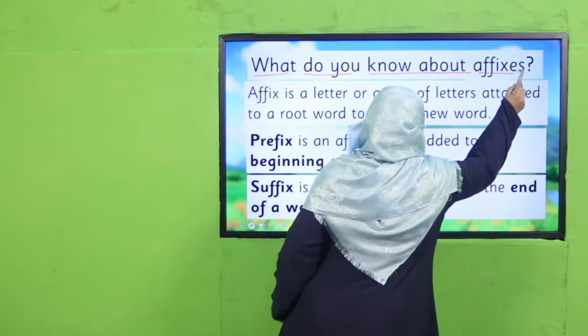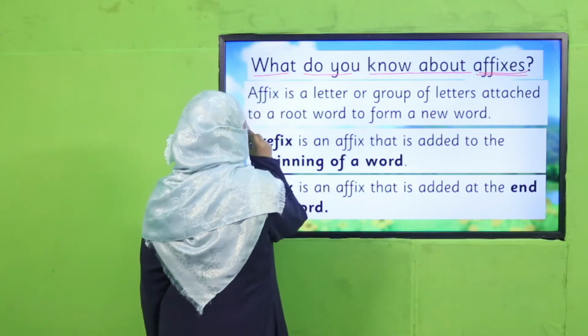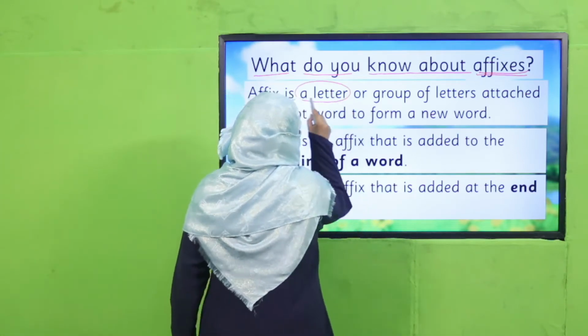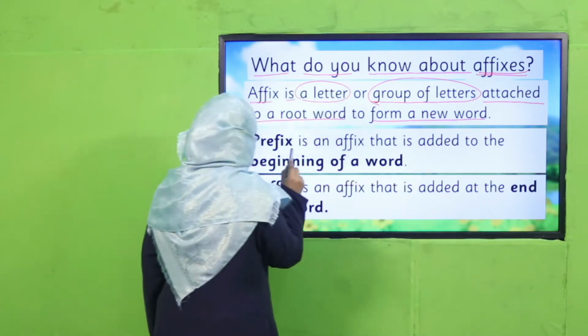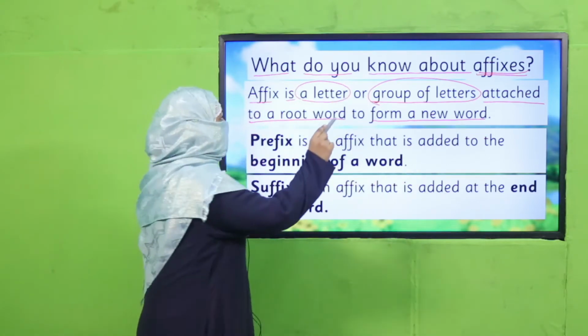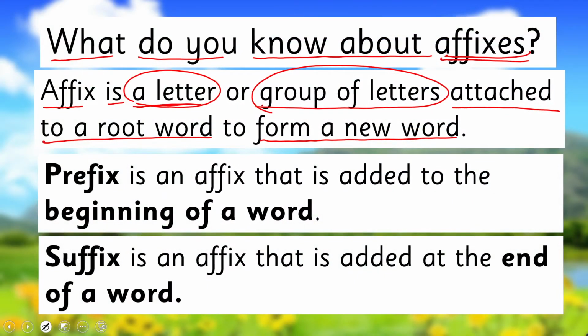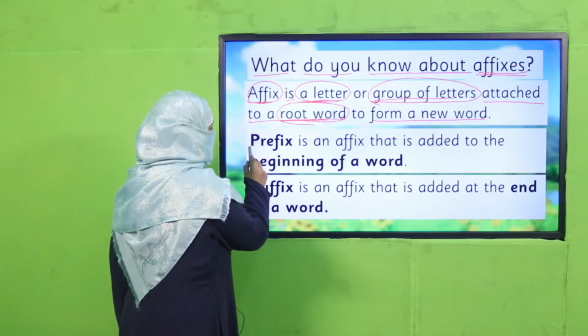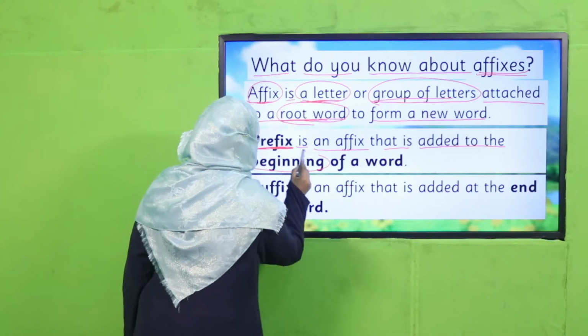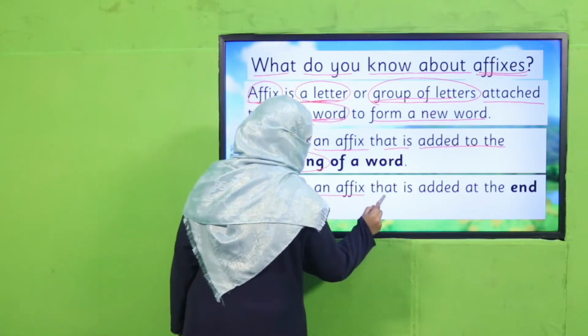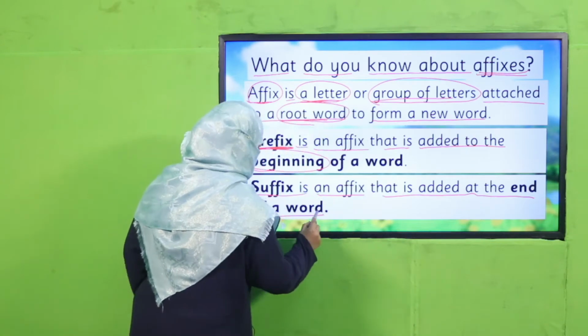What do you know about affixes? An affix is a letter or a group of letters attached to a root word to form a new word. You understand? It means if we add one letter or more than one letter to a word, this is called an affix. Now, if we add this letter or group of letters before a word, it is called a prefix. A prefix is an affix that is added to the beginning of a word, and a suffix is an affix that is added at the end of a word, right?